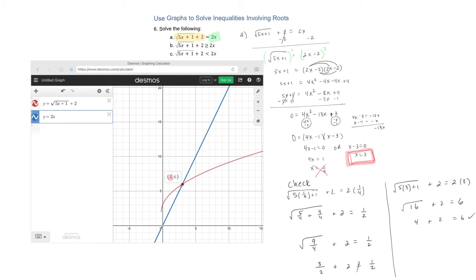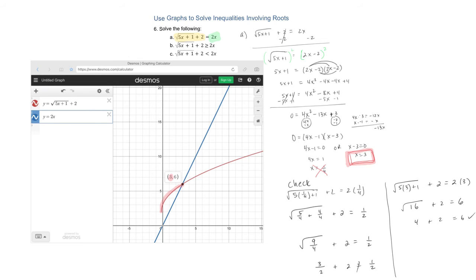Okay, now for part B, we want to know when is the radical part of that inequality, so the square root of 5x plus 1, all plus 2, when is that greater than or equal to 2x? And graphically, we can see that the radical is the curve, and it's up above, which would be when it is greater than or equal to the linear part, which is 2x, so that's the blue line there, okay? And so it's above all the way from the beginning of my radical until where they intersect at 3.